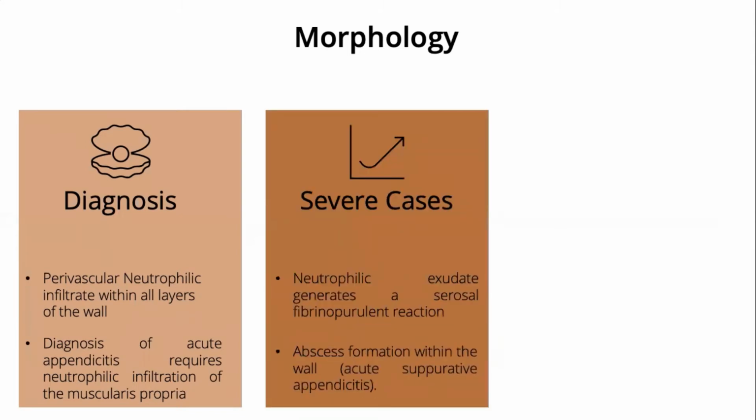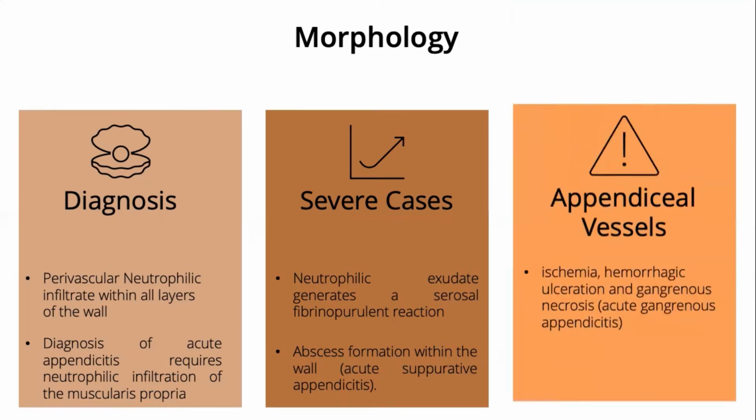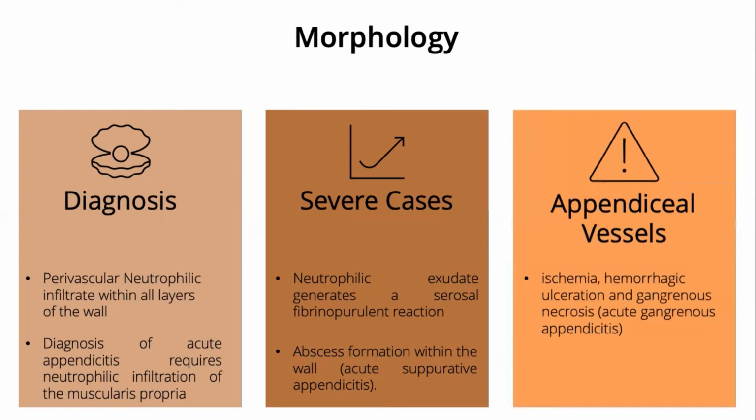In severe cases, neutrophilic exudate generates a serosal fibrinopurulent reaction, and abscess formation may happen within the wall. This is called acute suppurative appendicitis. In more and more advanced cases, appendiceal vessels may be compromised, so ischemia, hemorrhagic ulceration, and gangrenous necrosis may happen. This we call acute gangrenous appendicitis.